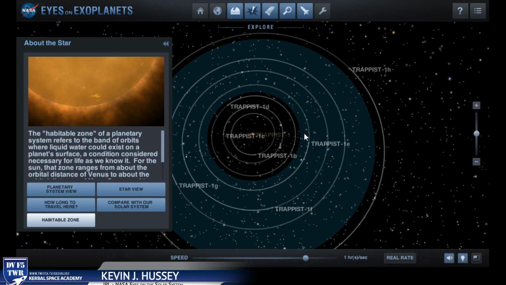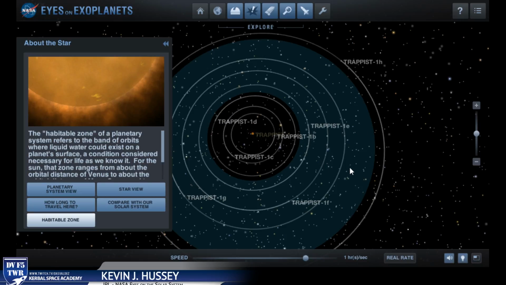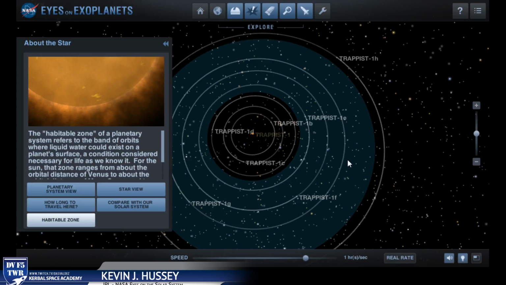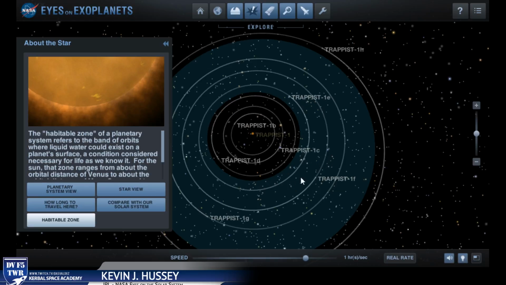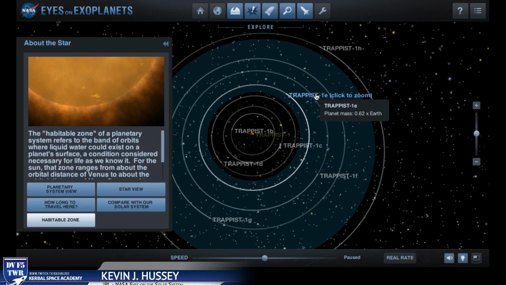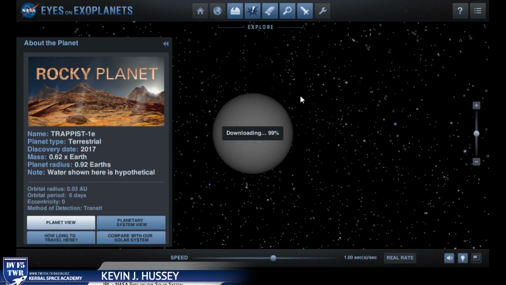So any of the planets that are in this aqua area, the habitable zone or the Goldilocks zone, is where liquid water can exist on the surface year round. So let's take the first one that's in the habitable zone, which is Trappist 1E. I'm going to click on E, and we're going to do hypothetical visualization.